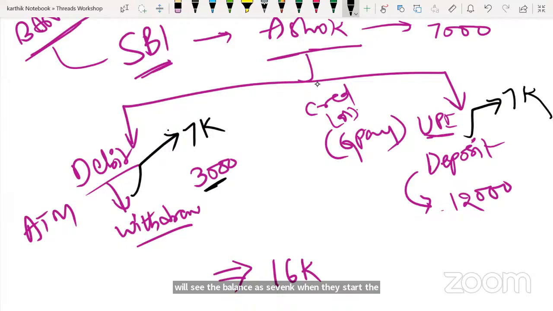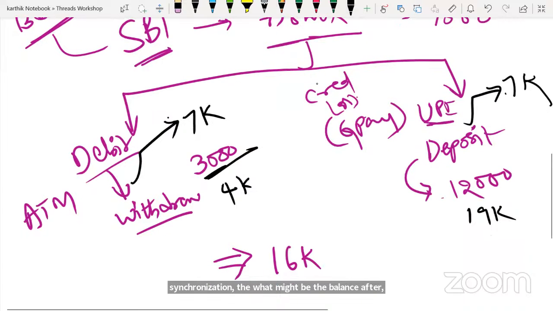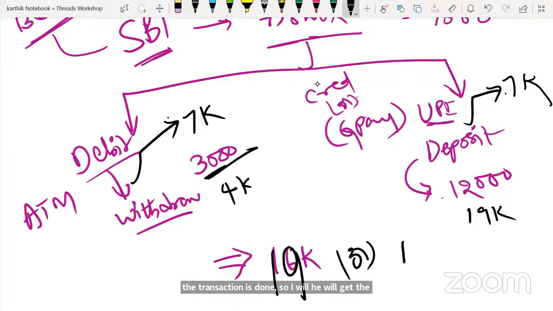Now, from that, it is taking 3,000. So here it will be 4K. Here 7K plus 12K, it is 19K. Correct? If there is no synchronization, what might be the balance? If Ashok is performing the balance inquiry after the transaction is done, he will get the balance as 19K or 4K, correct?